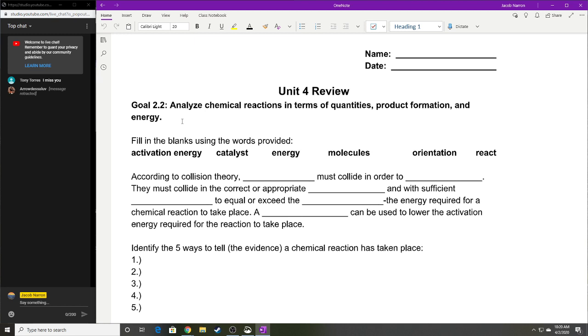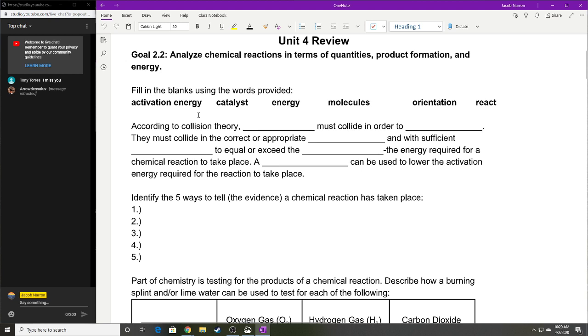So anyway, first part, we just got to fill in the blanks. According to collision theory, molecules is the answer here. Molecules must collide in order to react. According to collision theory, things have got to bump into one another in order to react at all. They must collide in the correct or appropriate orientation, and with sufficient energy to equal or exceed the activation energy.